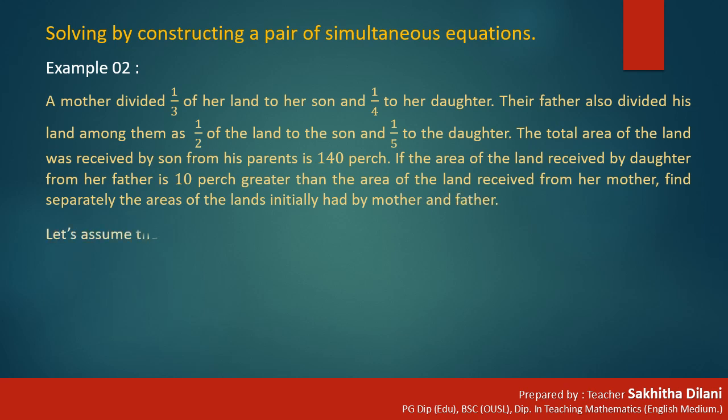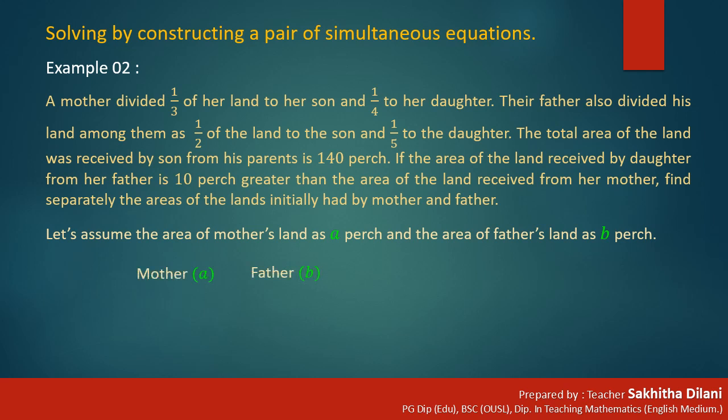Let's assume the area of mother's land as A perch and the area of father's land as B perch. First, it's better to write the given data. According to it, the son has got an area of 1/3 A and 1/2 B from his parents, and the daughter has got 1/4 A and 1/5 B from her parents.